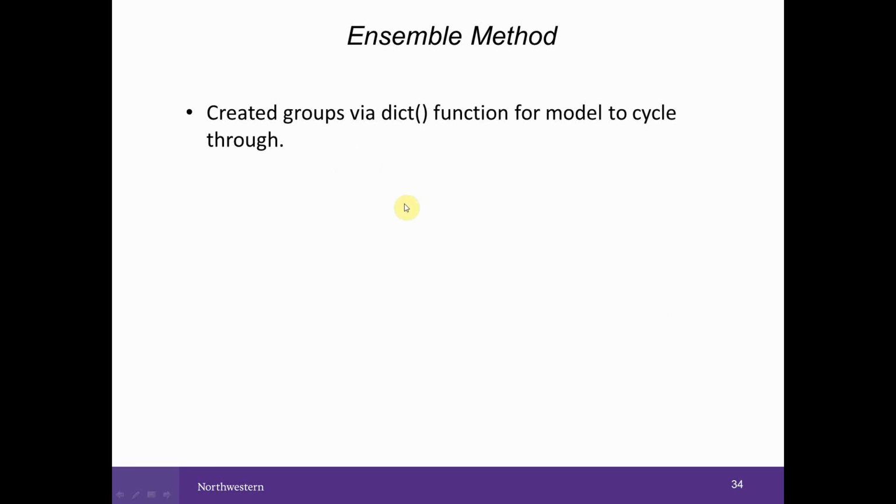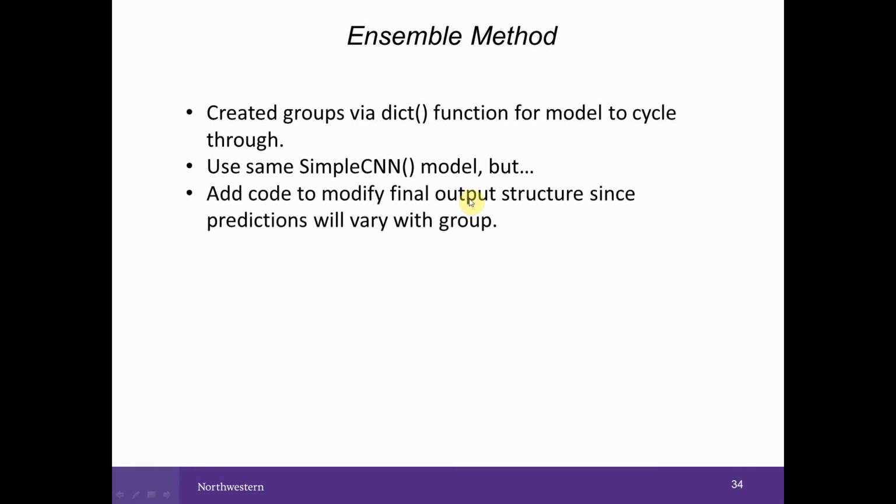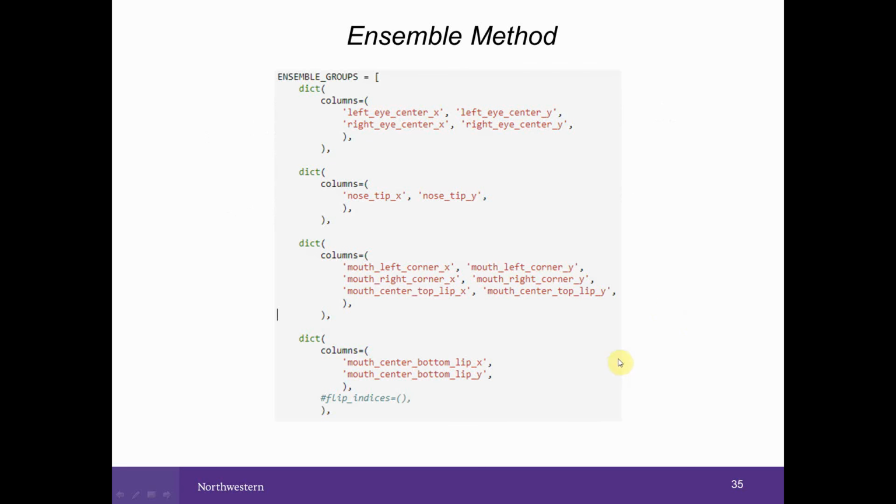Create groups via the dictionary function, so the model is going to cycle through each of those. I'll give an example in a moment. I can use the same CNN model, however, I have to add some code because the output structure is going to be a little bit different. I'll show that in a second.